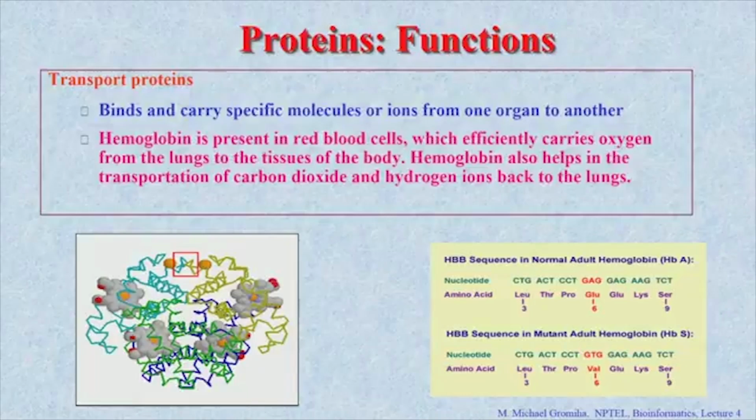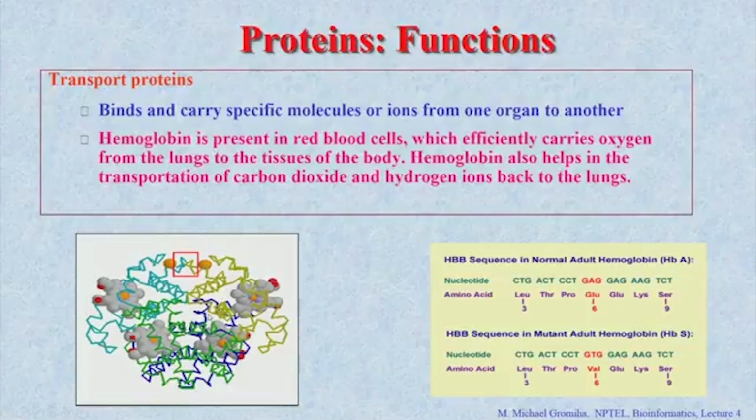Hemoglobin, right? So here hemoglobin is present in red blood cells, right, which efficiently carries oxygen from the lungs to the tissues of the body, right. Then hemoglobin also helps in the transportation of carbon dioxide and hydrogen ions back to the lungs. So this is the protein, right.